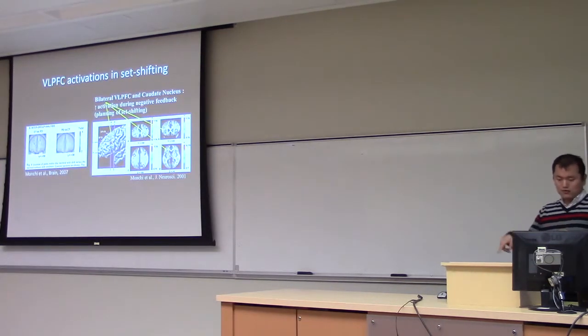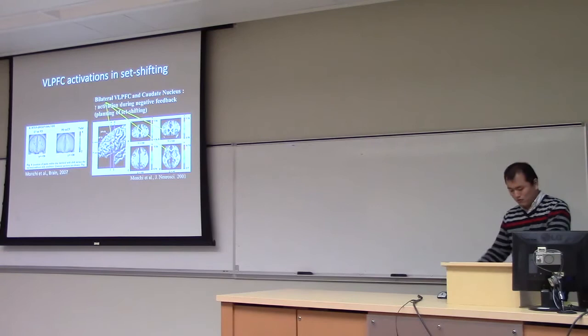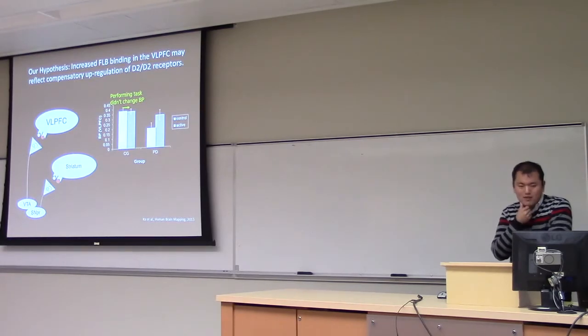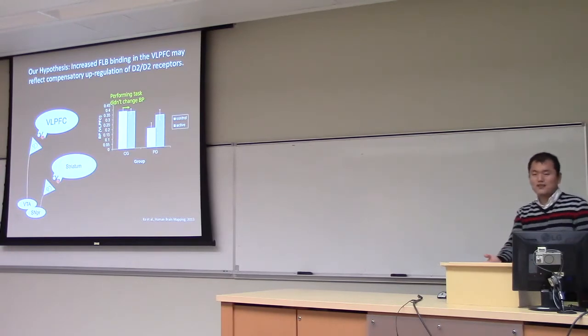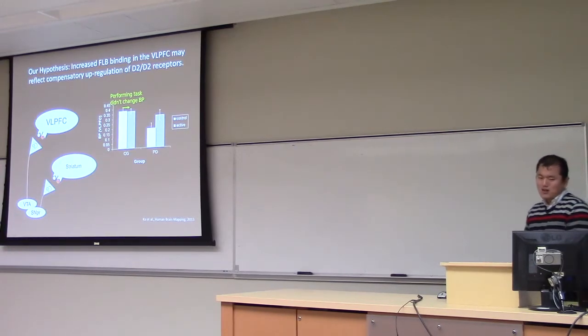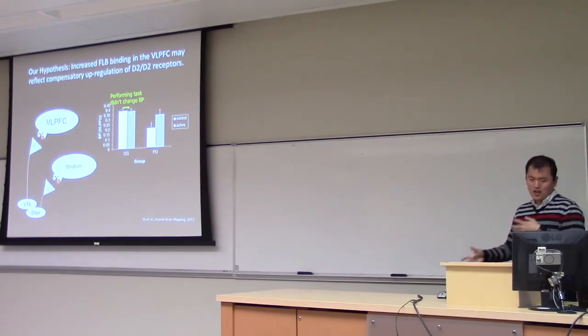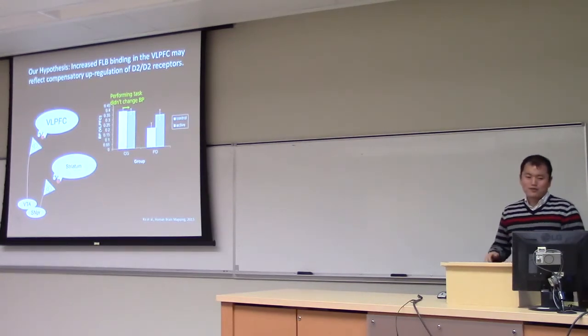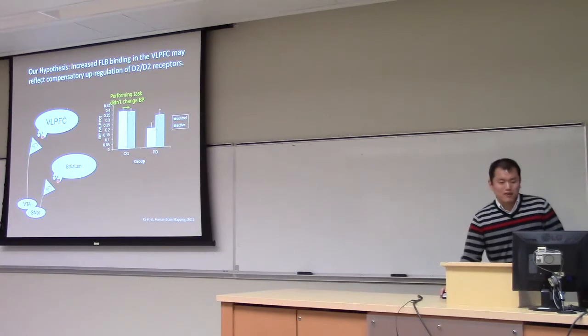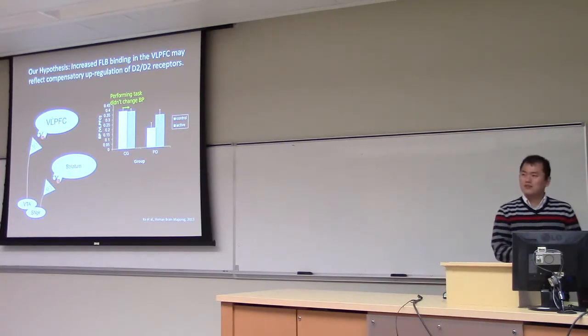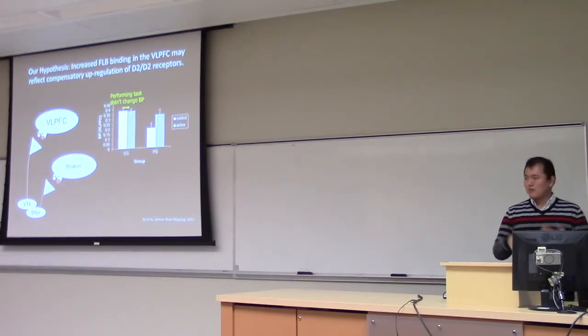And then we can also look at what happened in the ventrolateral prefrontal cortex. Ventrolateral prefrontal cortex is involved with the shifting of the Montreal clustering task. But somehow, in the fMRI study previously, there was some increased activation in the ventrolateral prefrontal cortex during this Montreal clustering task, but FLB binding was not changed in the normal control subjects. So we believe that although ventrolateral prefrontal cortex is involved in this task, maybe it's not just dopaminergic, maybe it's something else.